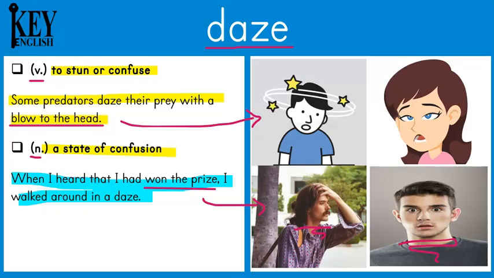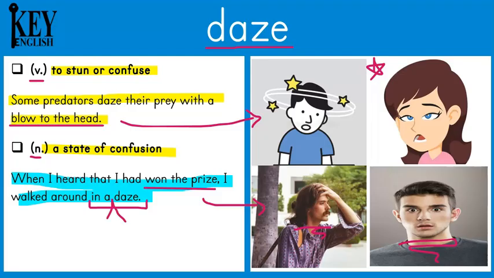Another time that you can be dazed is after waking up from a nap. So I can make a sentence like, after waking up from the nap, I was in a daze for a few minutes. When we use this word daze as a noun, we most often use it together with in a. So you'll always hear it as in a daze, or you can even put an adjective here.